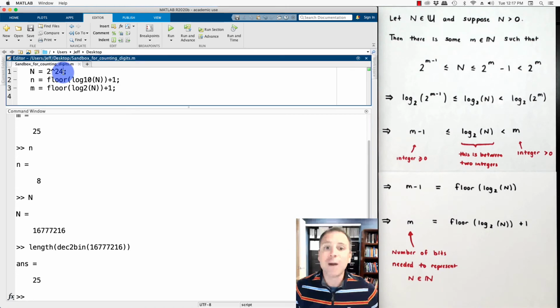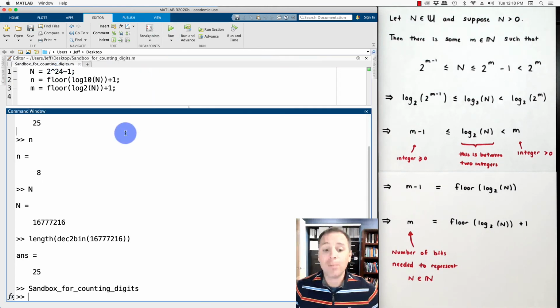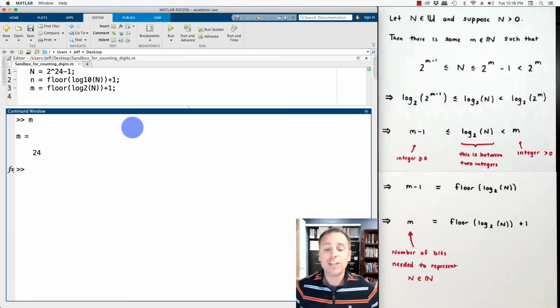On the other hand, if I were to actually just subtract 1 from that, my claim is the moment I subtract 1, I'm going to go from a 25-digit number to a 24-digit binary representation. When I push enter, clear the screen, and check m, indeed that's 24. If I were to take des2bin of the number n, this is going to be 24 ones all put together.